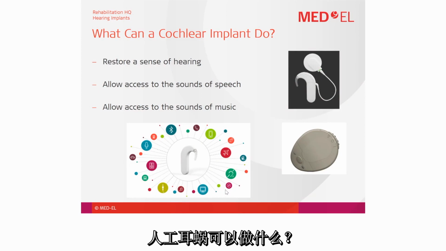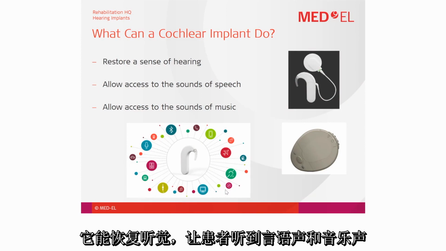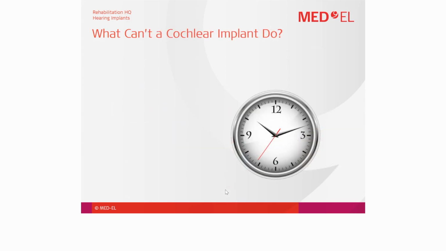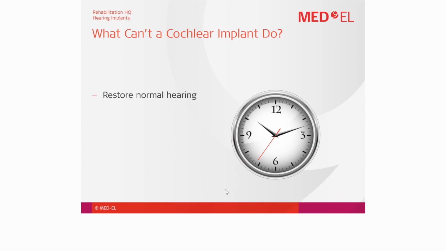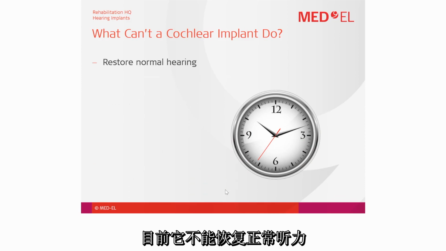So what can a cochlear implant do? Well, it restores a sense of hearing. And that allows access to the sounds of speech and access to the sounds of music. But then the question is, what can't a cochlear implant do? Well, at the moment, it doesn't restore normal hearing.